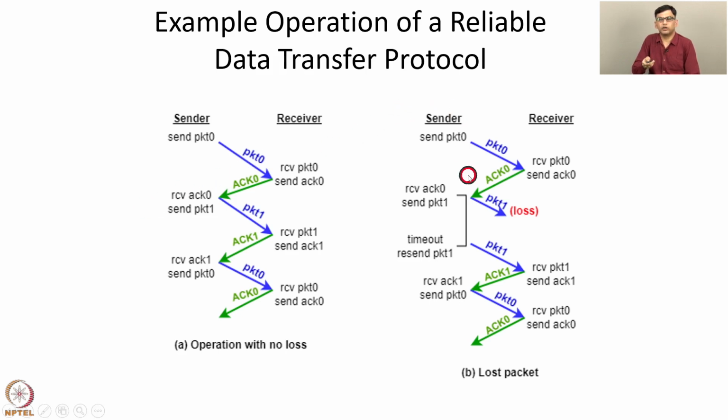Fine. So this shows a lost packet. The first packet sent by the sender reaches the receiver and it is acknowledged. Then the next packet is sent, but it is lost. Then a timer expires at the sender, so it resends the same packet again, and then it is acknowledged, and the next packet is sent, and so on.